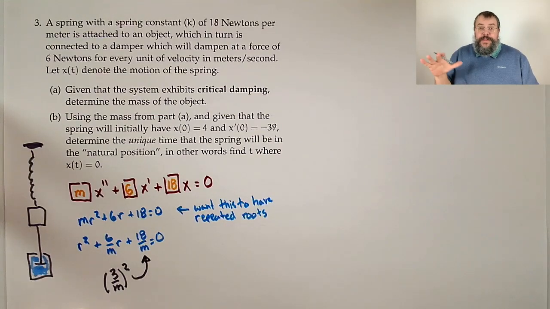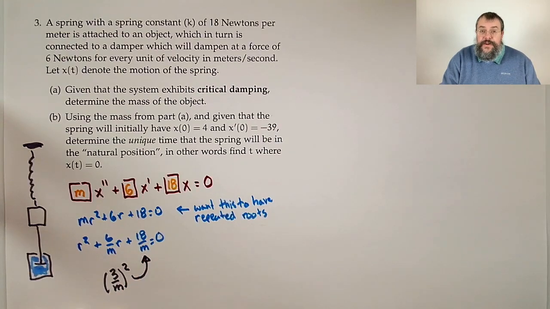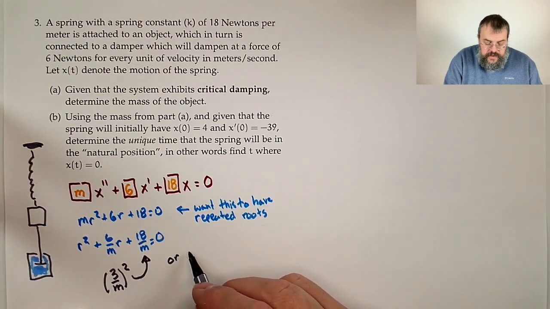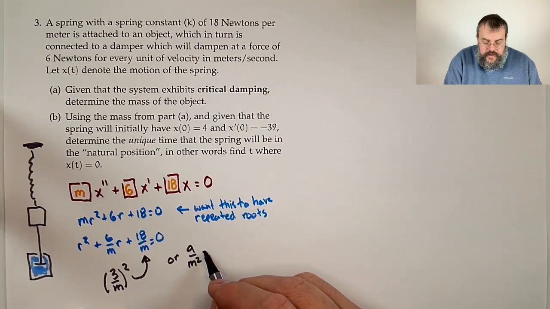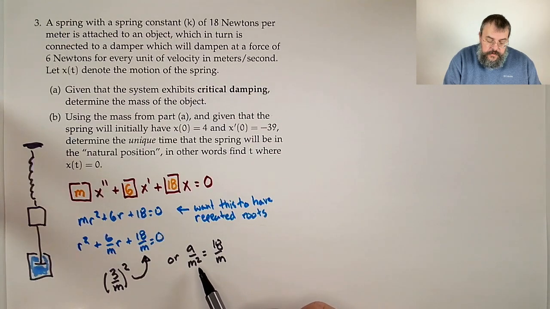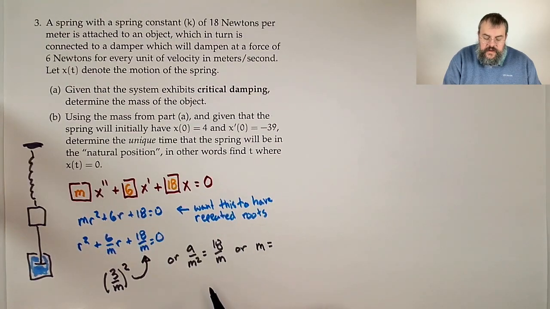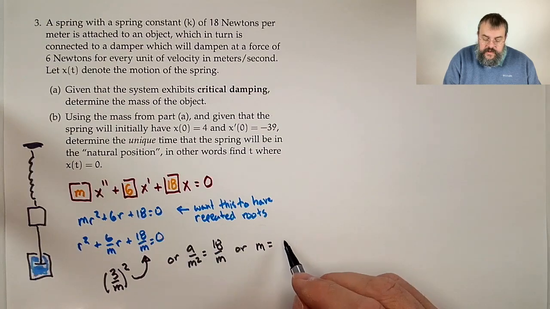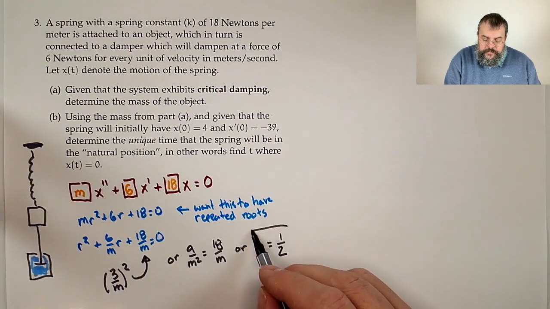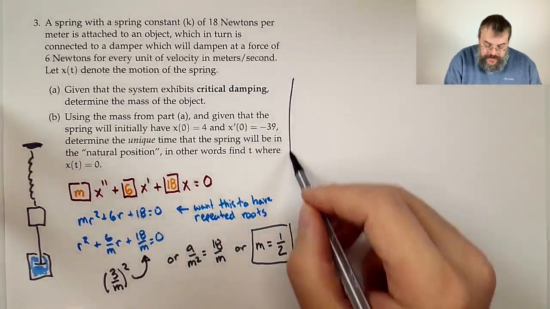So, in order for the completing the square to work perfectly, we need the (3 over m) quantity squared to equal 18 over m, or, if you like, 9 over m squared has to equal 18 over m. And now we'll move the m squared across, move the 18 across. We get that our mass, because m squared over m is m, and 9 over 18 is a half. So this is the answer to part A. Mass is a half. Great.